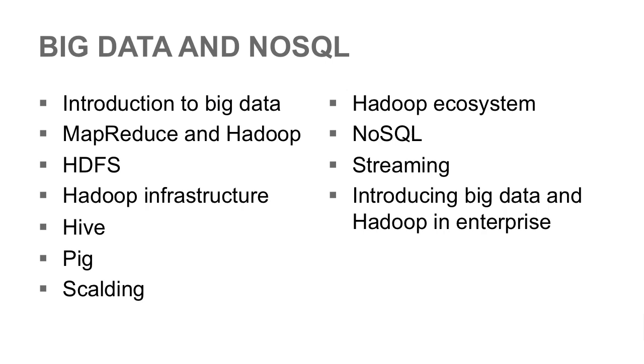After that, we are going to see the area of NoSQL, non-relational databases, its key categories and characteristics. Streaming is our next section, in which we are processing data in real time, and we will finish on how to introduce Big Data and Hadoop in the enterprise.